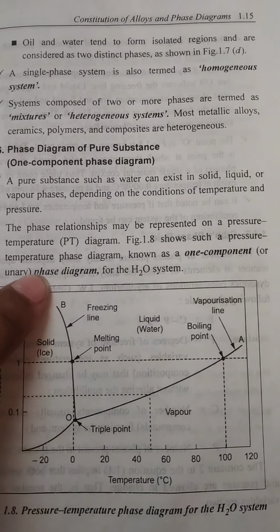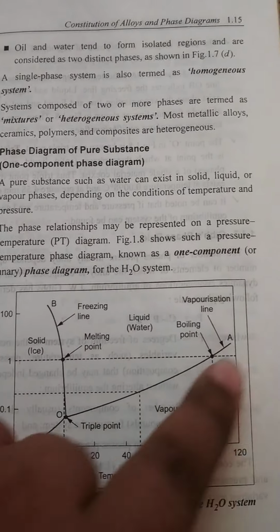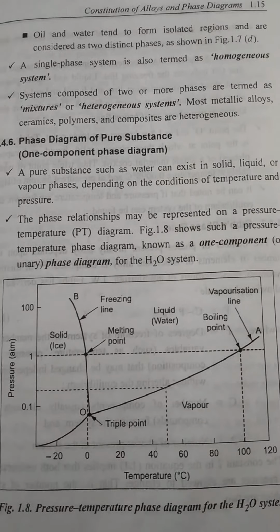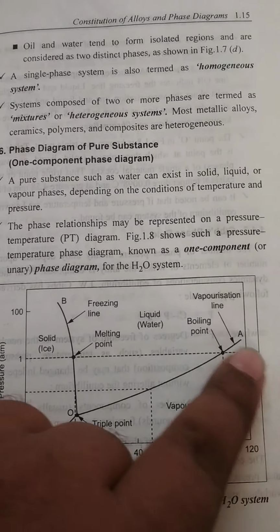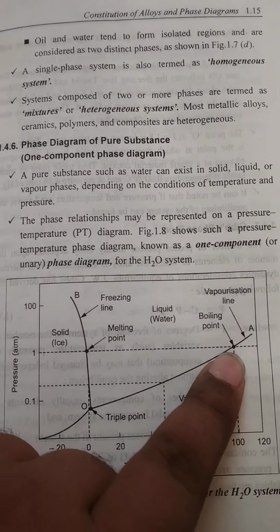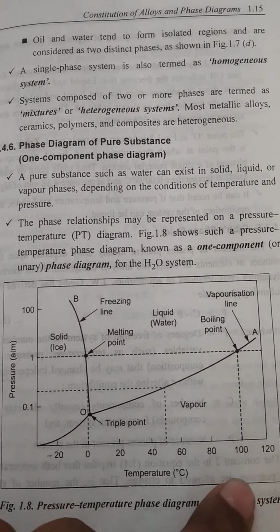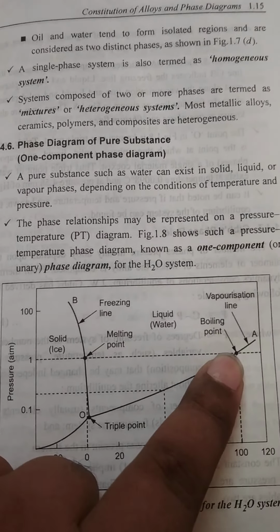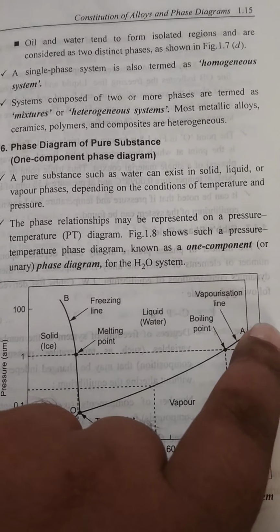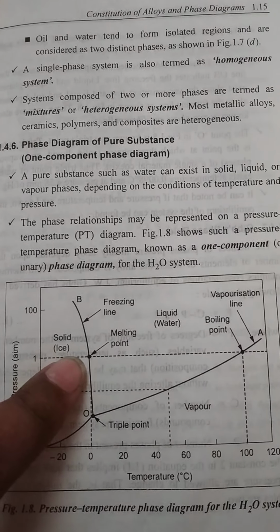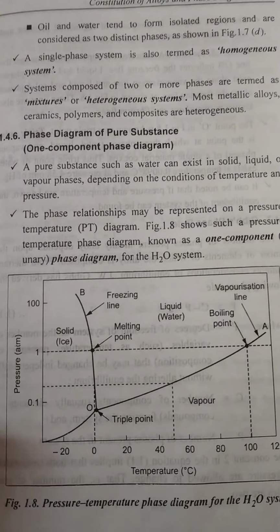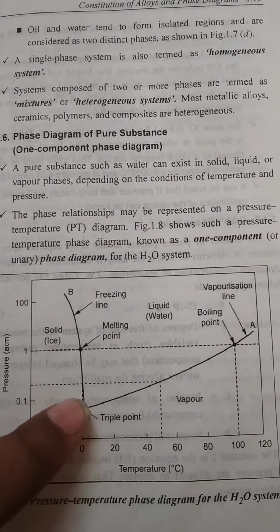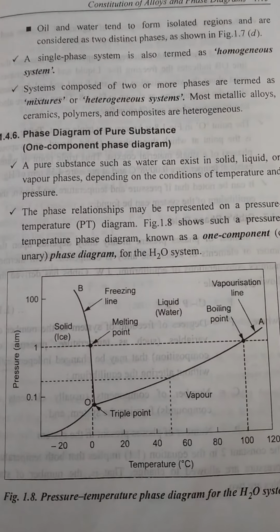This line is called the freezing line and this line is called the vaporization line. At 1 atmospheric pressure, at 100 degrees Celsius, this is the boiling point. If you increase the temperature further, what will happen? Your water will be converted into vapor. Here is a point where your water will be in the form of ice. So this line is called the freezing line and this line is called the vaporization line.